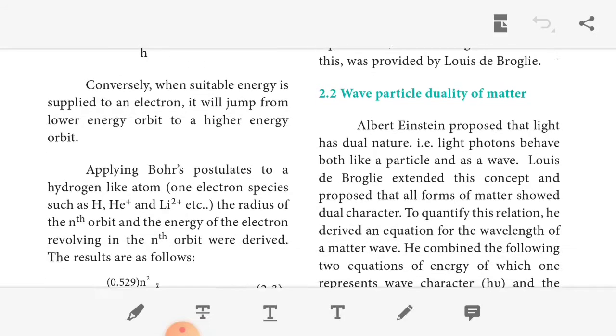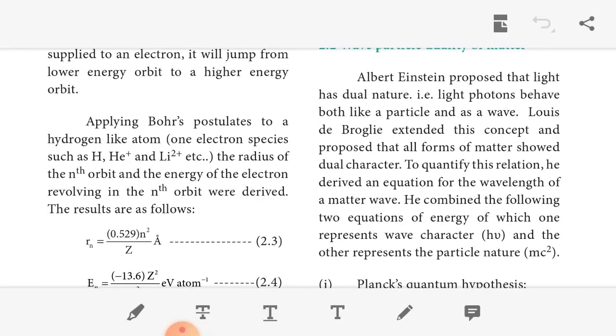Applying Bohr's postulates to hydrogen-like atoms, which have only one electron, such as hydrogen, He plus and Li 2 plus. Lithium's atomic number is 3, so Li 2 plus has only one electron. Helium's atomic number is 2, so He plus is also a one-electron species.